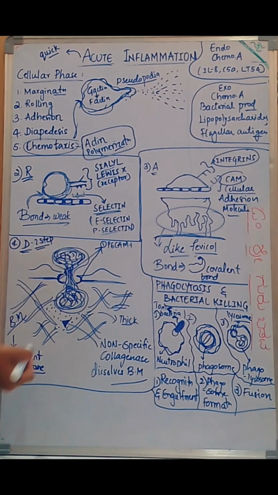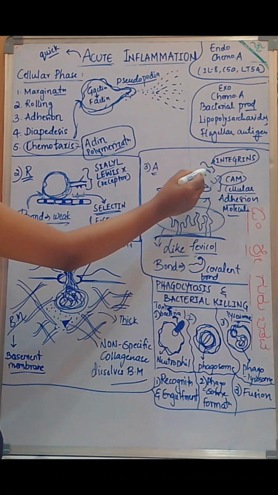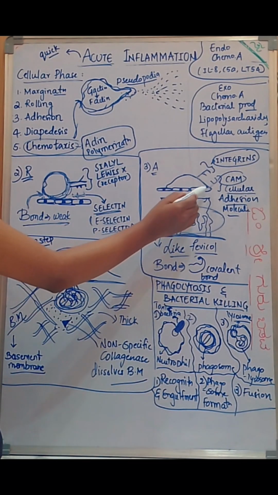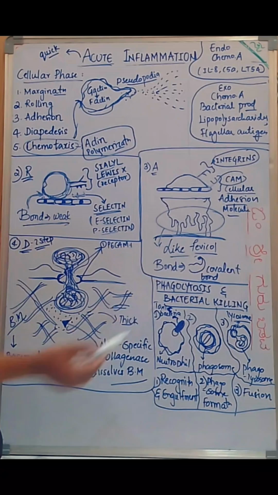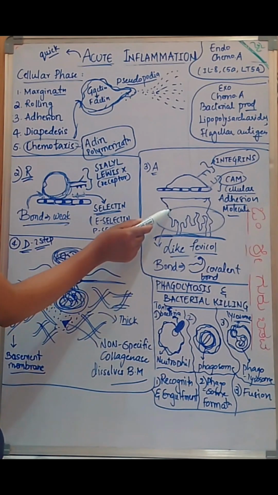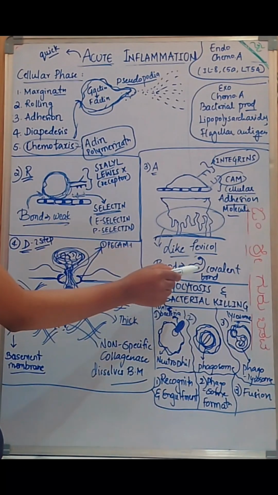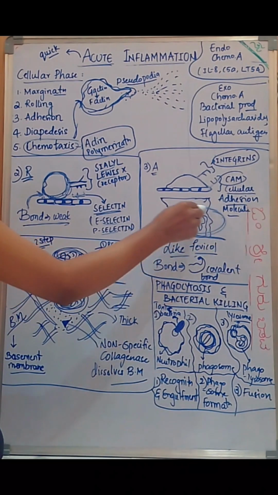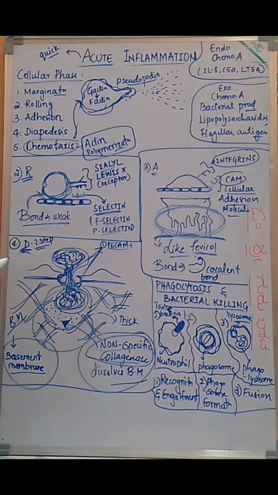Now let's move on to the adhesion. Here, as you can see, the receptor that is present on the neutrophil is the integrin and the receptor that is present on the endothelial cell is CAM. CAM is cellular adhesion molecule. As you can see here, the bond that is formed between the neutrophil and the endothelial cell is a strong covalent bond, and we can say that it has a strength like a Fevicol.